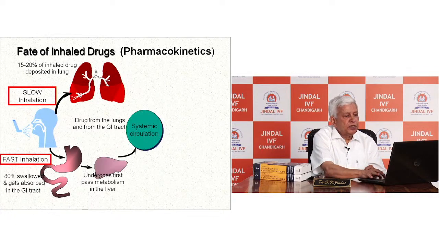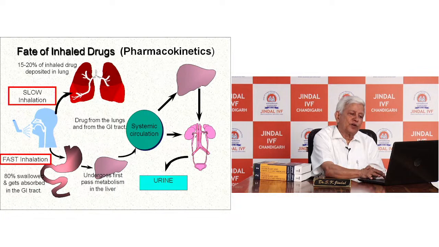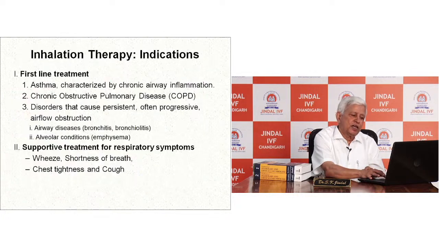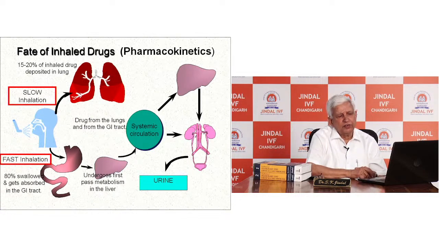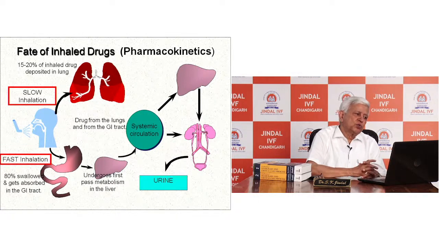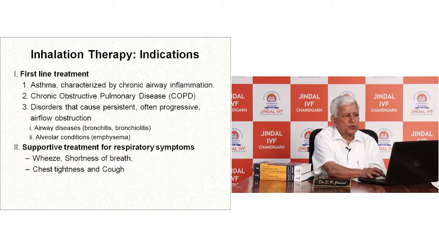Then of course 80% is swallowed, and then it passes through the liver, and some of it may go to the systemic circulation, and then through the standard route of liver, GIT, etc., it is excreted in the urine. Importantly, the drug which is deposited in the lung, by and large, bypasses the first pass metabolism in the liver, therefore the airway effects.